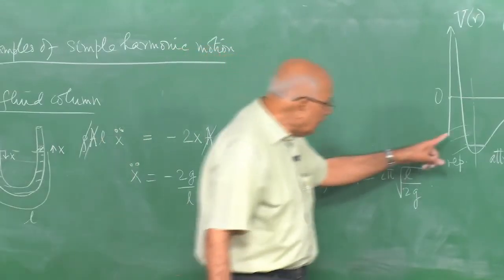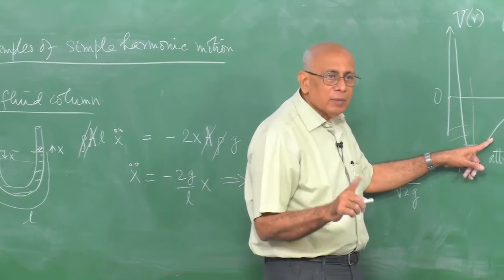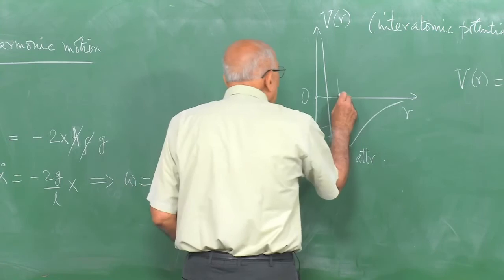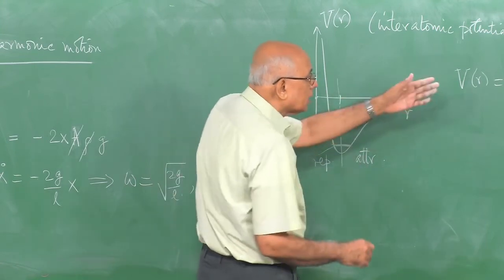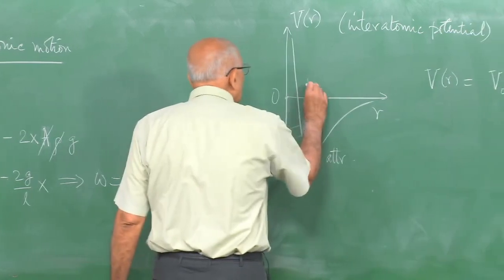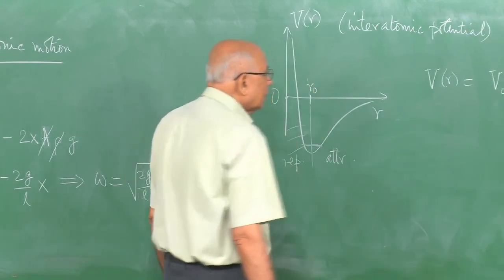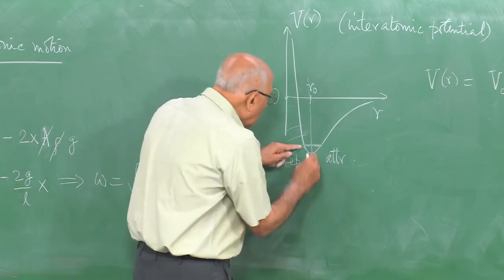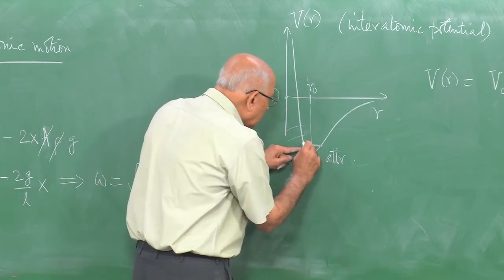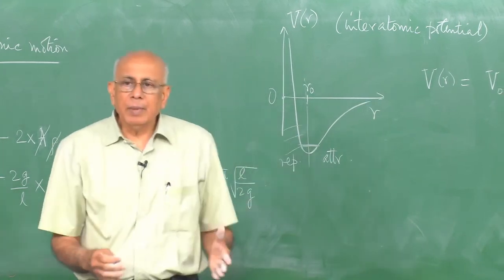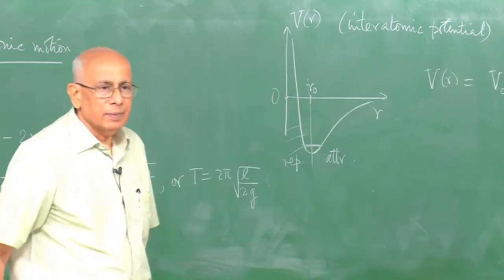Now this is not a parabola, so the motion is not simple harmonic in general. But if you call this point, wherever the minimum is, which is 2 to the 1/6 times A, as you can find out from there, let us call this point r naught, then as long as you have very small amplitude oscillations about this minimum, and it is a simple minimum, it always looks like a parabola in between.